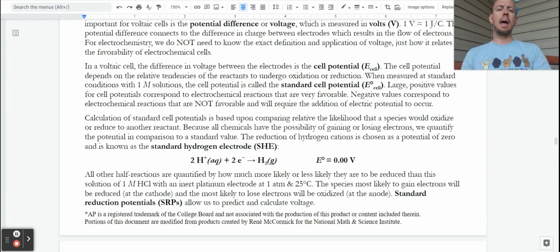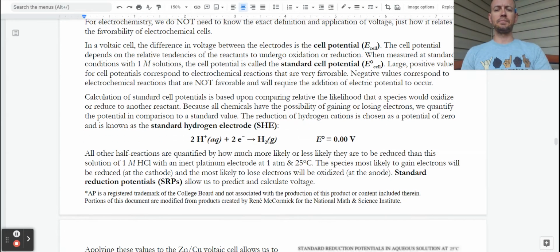If we have a big positive value for a cell potential, that means that it ends up being very favorable. We are producing a lot of voltage. So cell potential for our purposes can kind of be synonymous with our voltage. If we have a negative value, that's how much we need, or how much would be needed, to cause this to occur. Those are not favorable, and they require that much voltage to be put in, or that much electric potential to be added in, in order for the reaction to occur.